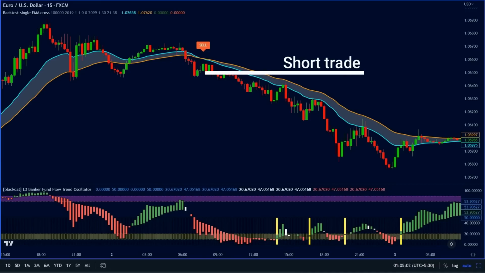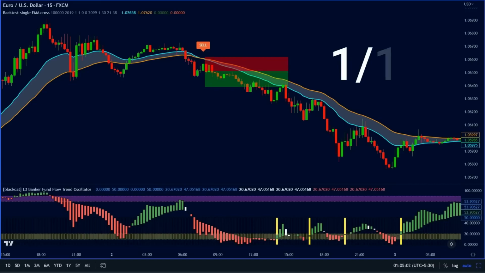So now we can enter a short trade here and set a stop loss above the crossover. Our target for profit will be 1-to-1 in this short trade, which is our initial target. Later on, we will discuss how to do it professionally for maximum target.